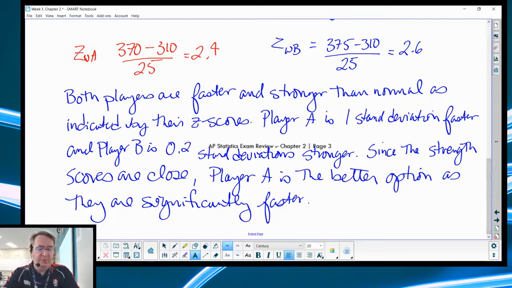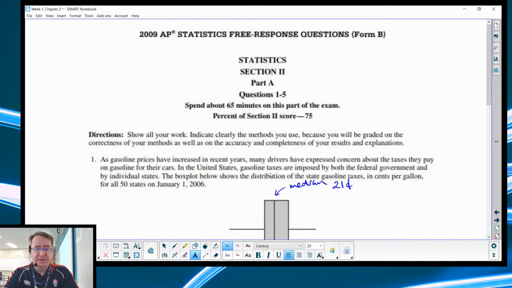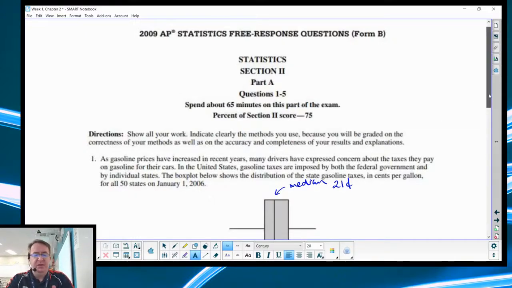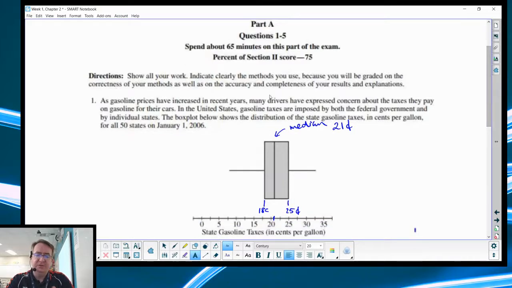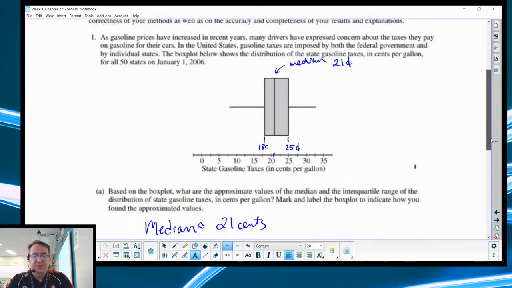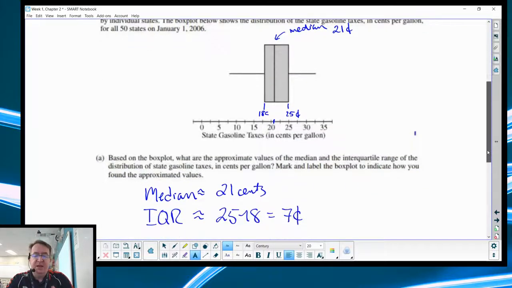Now the next problem we go through is a little bit more straightforward. They go through gasoline prices and give you this, which is all the state taxes, since the federal taxes are all the same across the 50 states. They ask you what the median is and what the IQR is, and they ask you to mark it so they can make sure it's clear where you're getting it from.